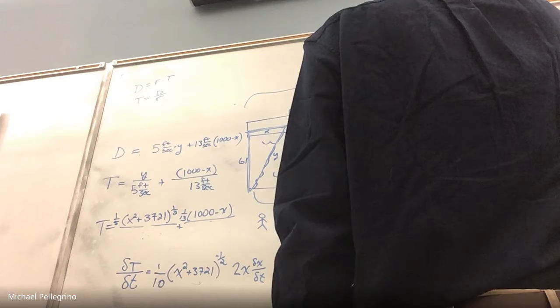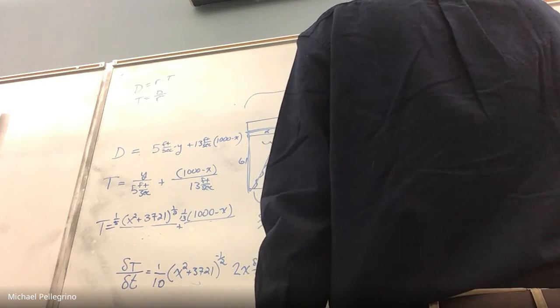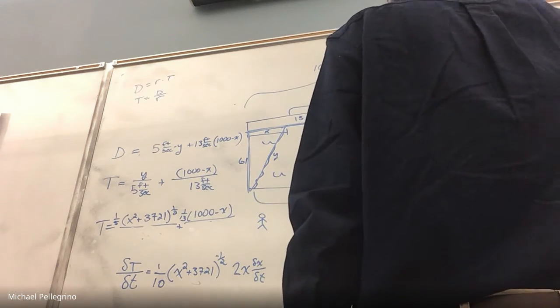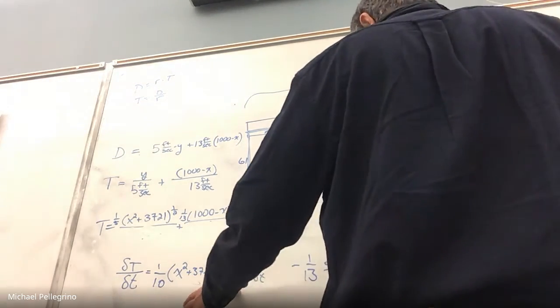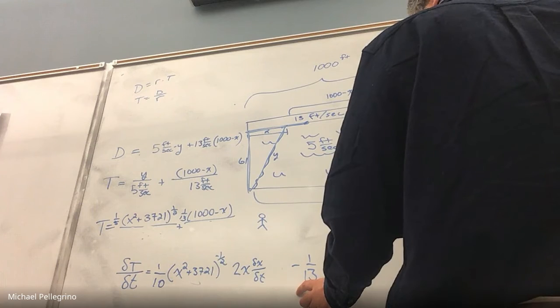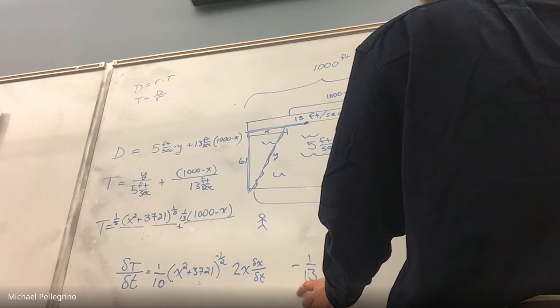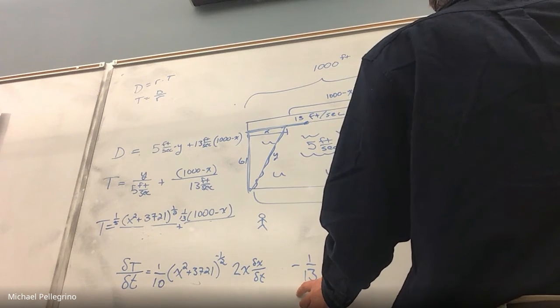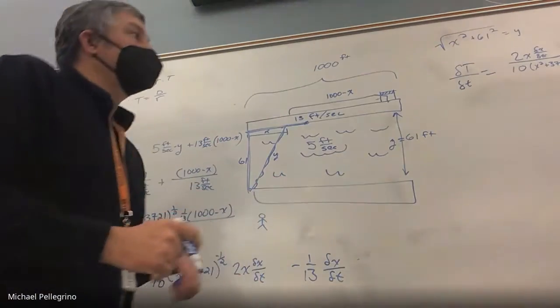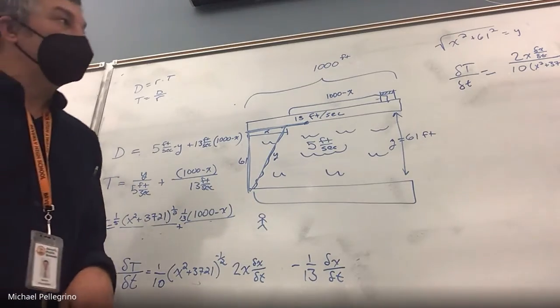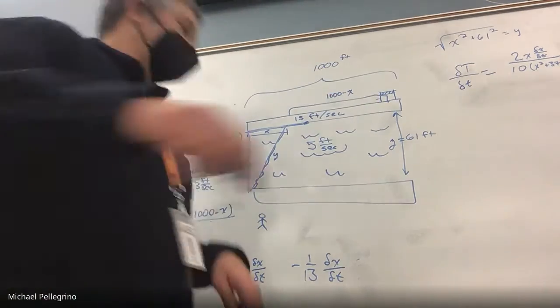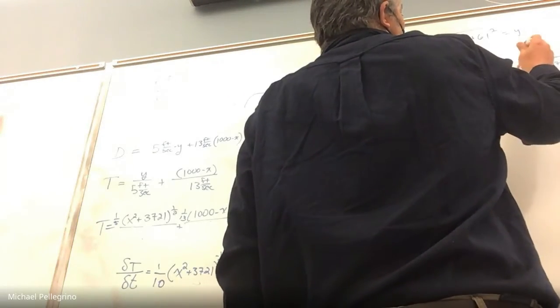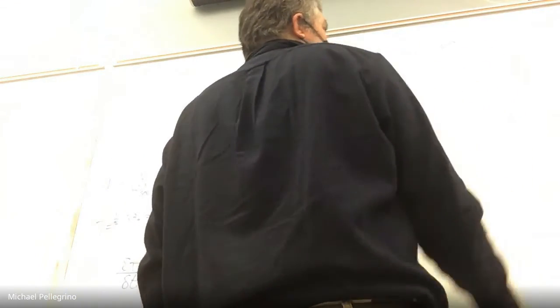dT/dt equals, let's see here, dT/dt equals. So I'm going to put 2x dx/dt over 10 times (x squared plus 3721) to the 1/2, minus 1 over 13 dx/dt. Now I can simplify it a little bit. I'm going to make that 2/10. What do you think I'm going to make it? 1/5. So that's 1/5. And I'm going to set it equal to 0.